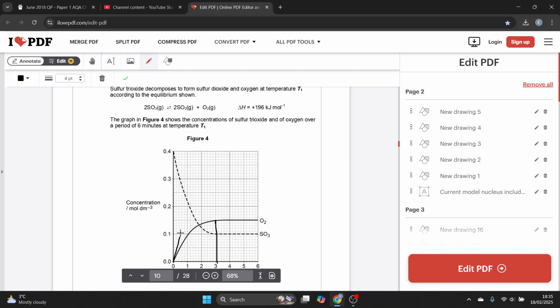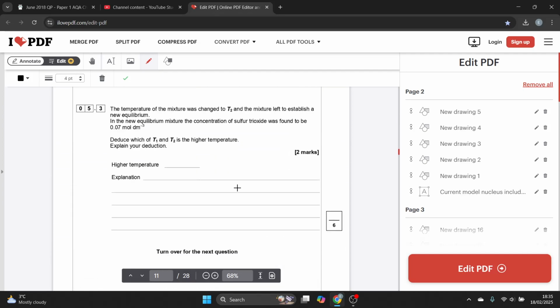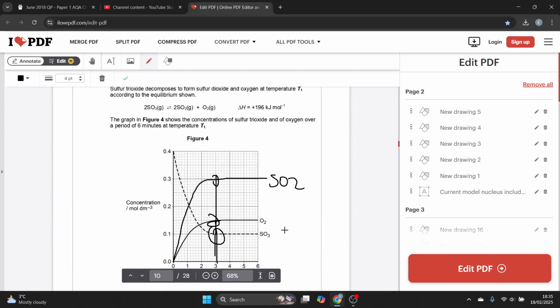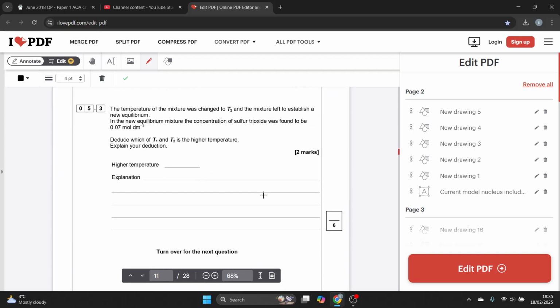It looks something like this then. And again, at 3 minutes, equilibrium is established because the concentrations of SO2, O2, and SO3 remain constant. Temperature was changed to T2. The mixture was left to establish equilibrium. The new equilibrium concentration of sulfur dioxide is going to be 0.07. Initially here it's 0.1. So if I've got 0.07, I've got a lower concentration of sulfur dioxide.